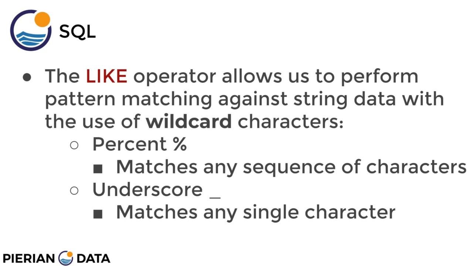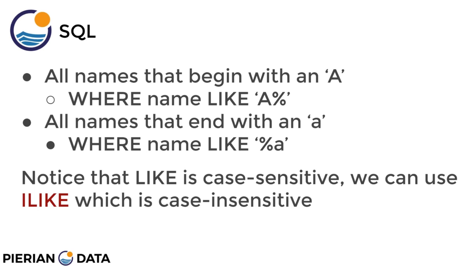characters. So there's two main wildcard characters we're going to cover right now, and that is the % sign, which matches any sequence of characters, so essentially any number of characters, and then there's the underscore, which matches any single character, essentially a wildcard for just a single character inside of a string. So let's see a couple of examples of this. We'll start off with the % sign.